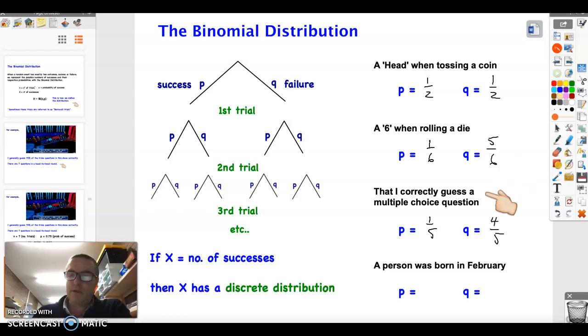If I'm doing a multiple choice quiz where there are 5 options and all I do is simply guess random options, the probability that I'll be successful if I'm randomly guessing will be 1/5, and so the probability of failure is 4/5. What's interesting, and we might talk about this in class, is how would we go about defining p and q if we're interested in the probability that a randomly selected person is born in February.